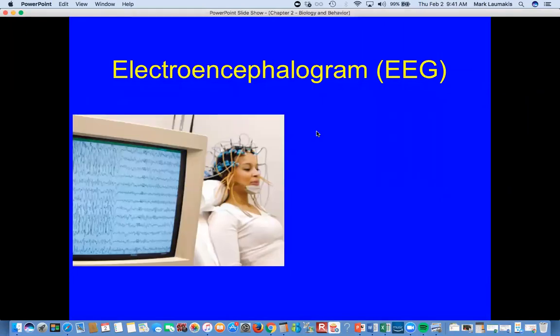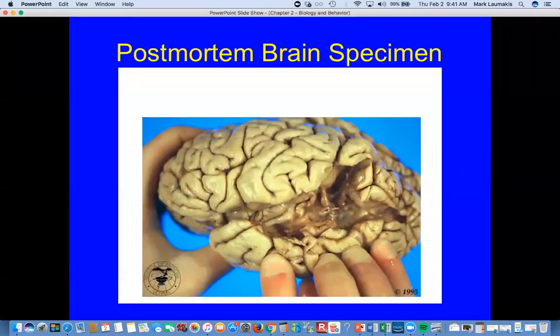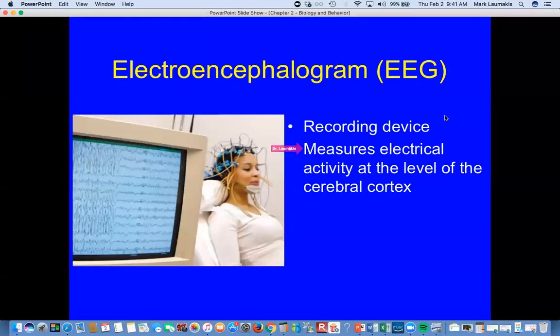We've got EEGs. What are EEGs? EEGs, or electroencephalograms, are recording devices that we use to look at electrical activity in the brain. So what we're doing here is we're measuring electrical activity at the level of the overlying cerebral cortex. So let's go back for a second. What we're saying here with the EEG is it is going to tell us what's going on at the overlying level of the cerebral cortex here. That's what the EEG is going to provide us information about, okay? Electrical activity at the level of that overlying cerebral cortex, again, that shell.